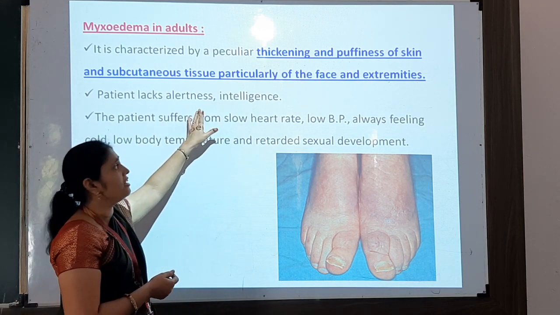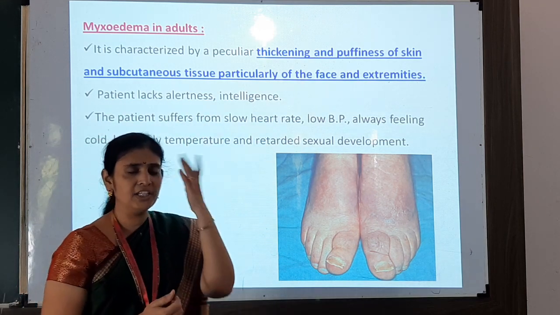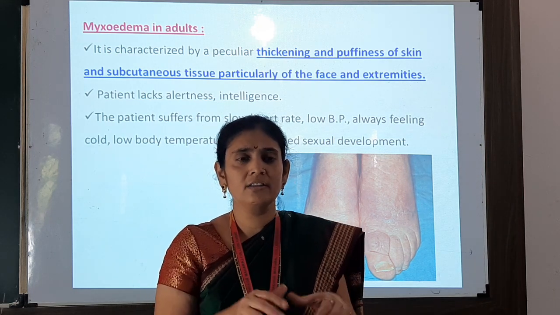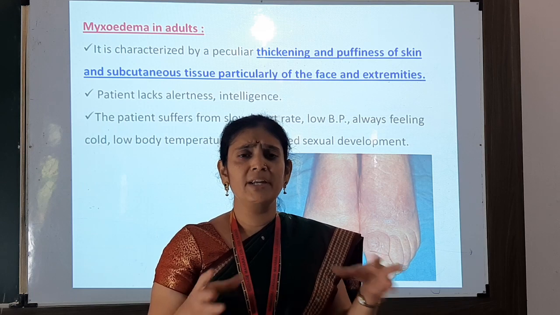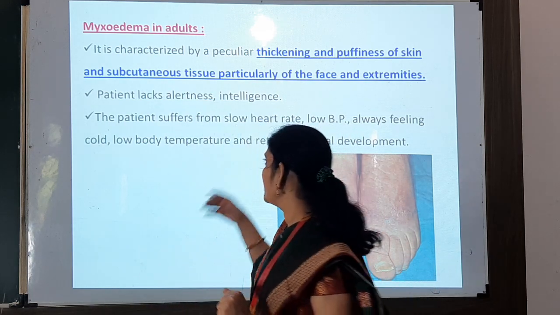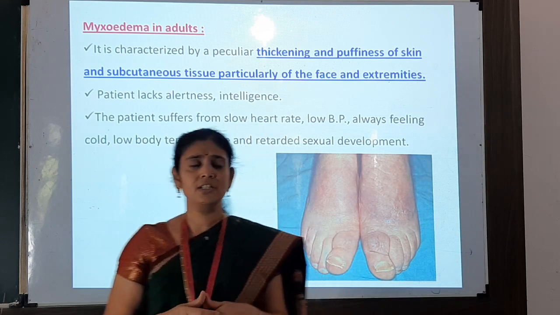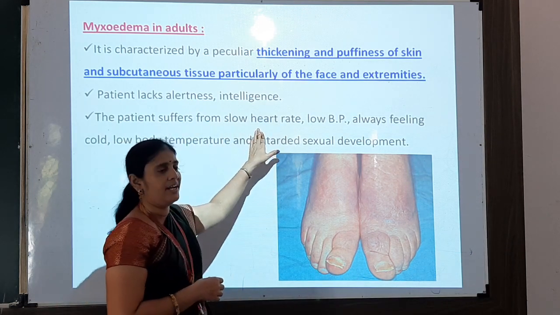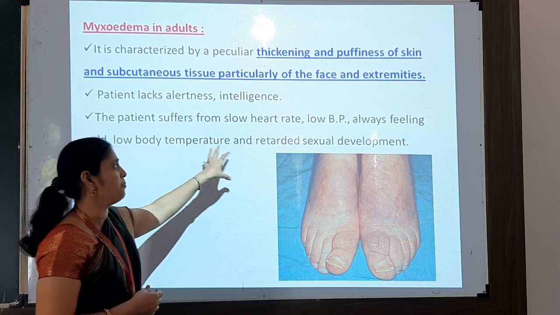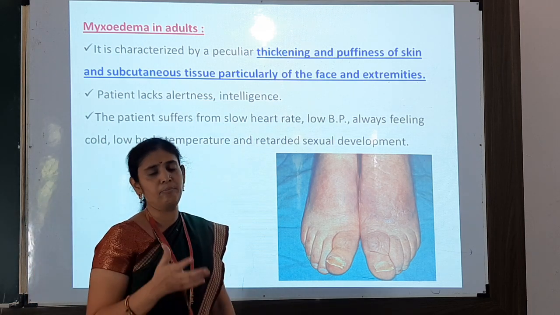The patient lacks alertness and intelligence. The patient is not showing alertness, or they are showing very mentally retarded behavior. They are not showing alertness, they are not showing intelligence. The patient suffers from low heart rate, low BP, always feeling cold, low body temperature, and retarded sexual development.